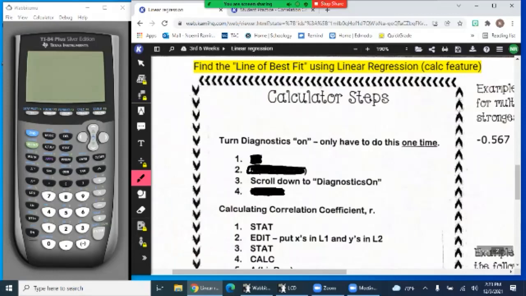The first step, we're going to change it all together. We're going to press mode. Don't actually go ahead and do it. Just write this down. Number two, we're going to skip altogether. You will end up scrolling down to diagnostics and you have to turn it on. You turn it on by pressing enter, because a lot of people end up skipping that. Press enter.